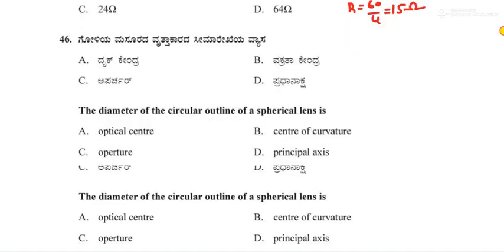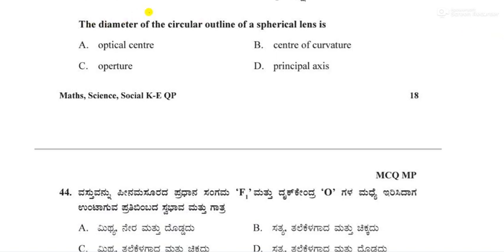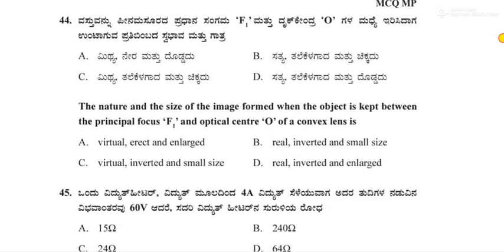Next is question number 46. The diameter of circular outline of a spherical lens is dash. The diameter of the circular outline of the spherical lens is called as aperture. Option number C. Remember this is based on the definition of the parts of a lens.